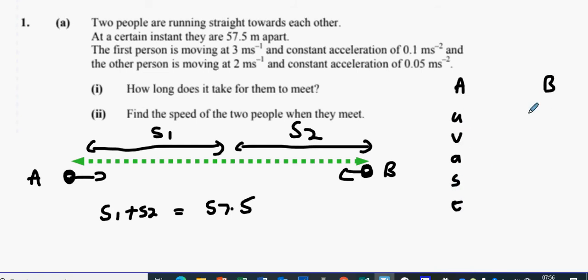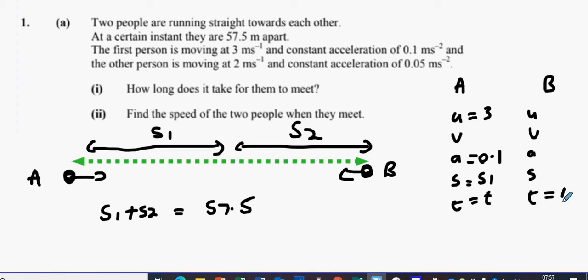UVAST, UVAST, and S is just S1. Are the times the same? Is it the same time frame? Did you both start at the same time? Yeah, so it's a common t value in both sets. And U equals 2.